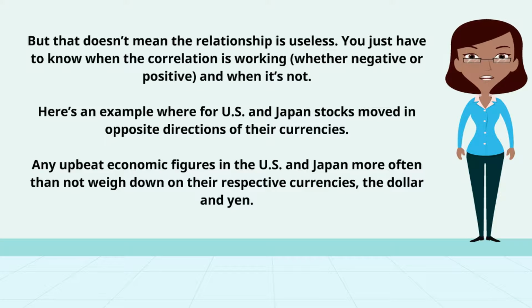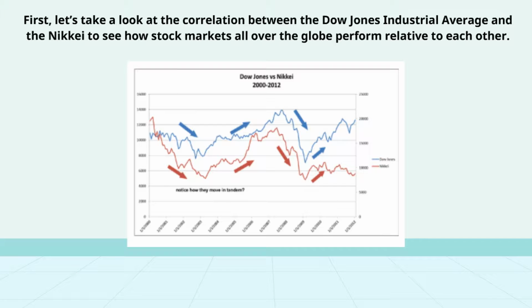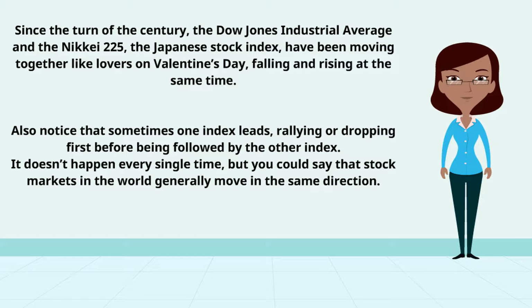Here's an example where US and Japan stocks moved in opposite directions of their currencies. Any upbeat economic figures in the US and Japan more often than not weigh down on their respective currencies, the dollar and yen. First, let's take a look at the correlation between the Dow Jones Industrial Average and the Nikkei to see how stock markets all over the globe perform relative to each other. Dow's positive correlation with Nikkei.